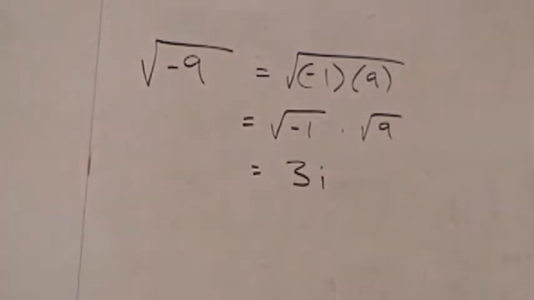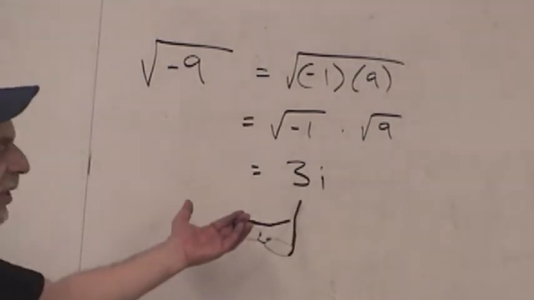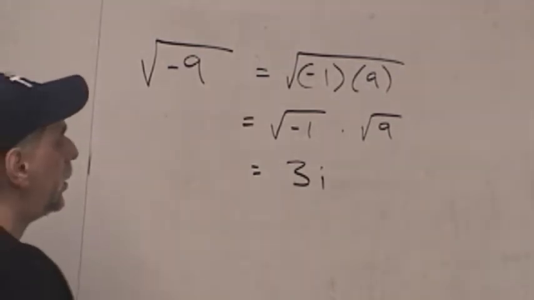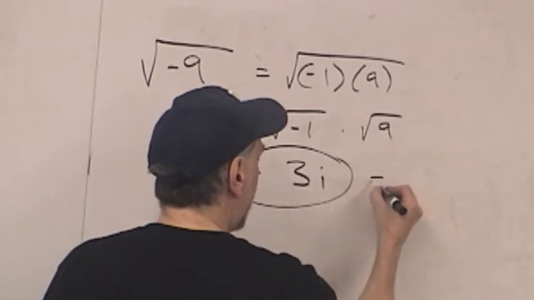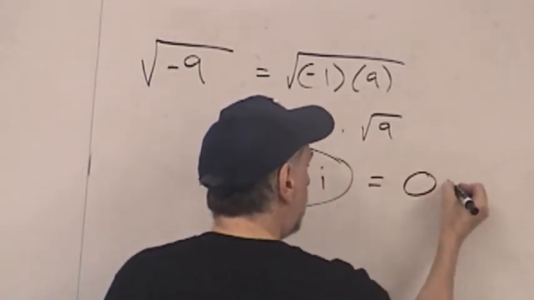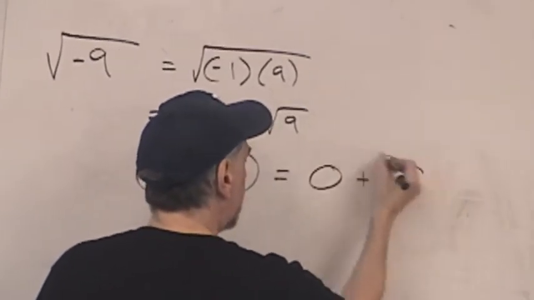i times 3, 3 times i is the same thing. Generally, we put the number in front of the i. So that's all we're looking for. If we were asked to put this in standard form, we would say 0 plus 3i.